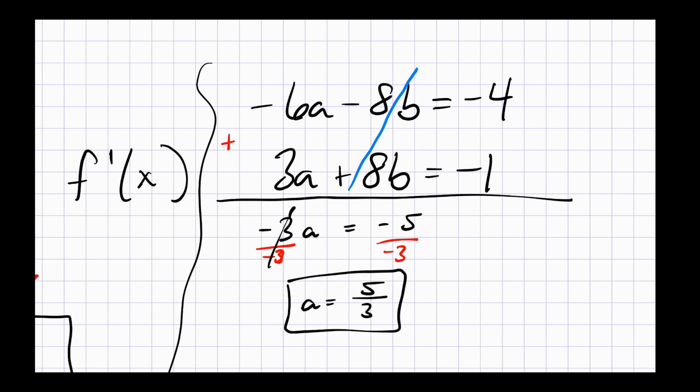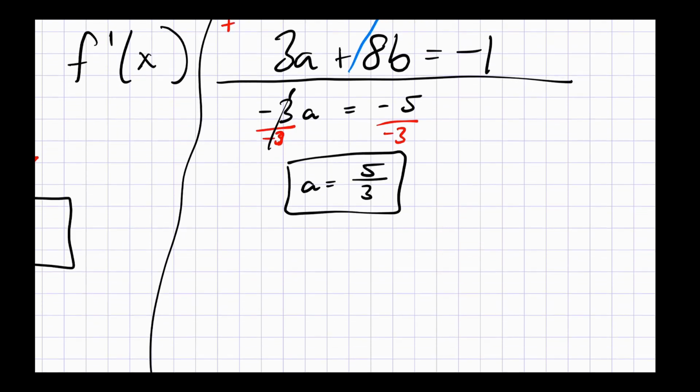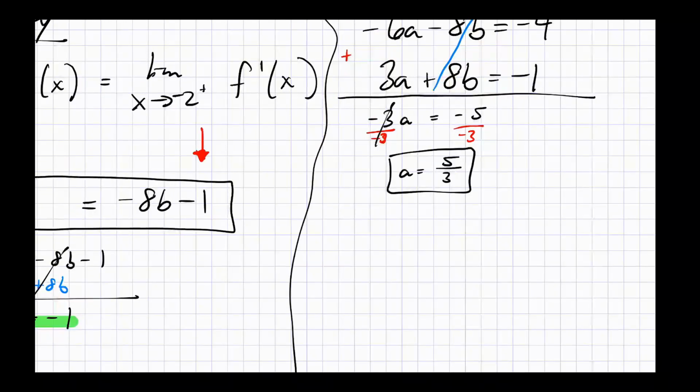Yeah, Tommy? Plug it into the top one, plug it into the bottom one. It doesn't matter. Solve for the other letter. I would probably plug it into the bottom one. Why would I use the bottom one? Smaller numbers and less negatives. Yeah, less negatives. It doesn't matter though. Mathematically, either one of them is correct.